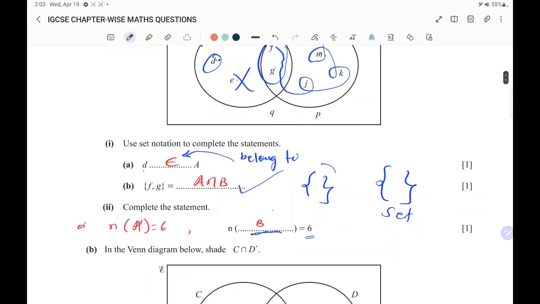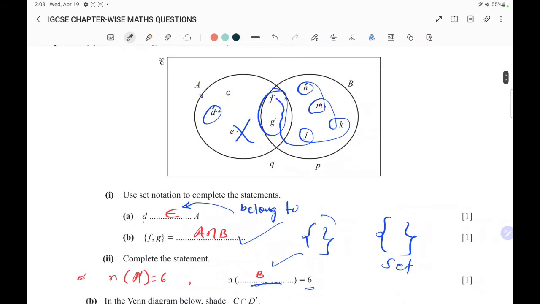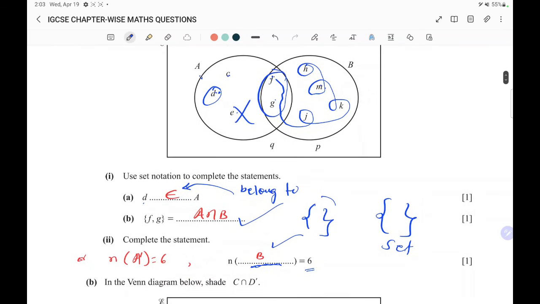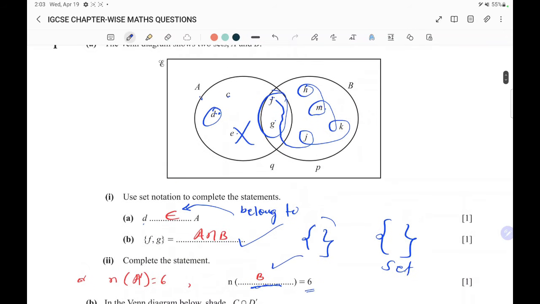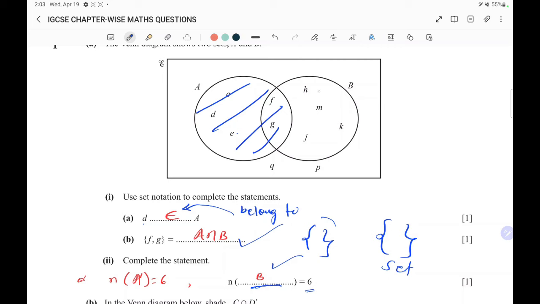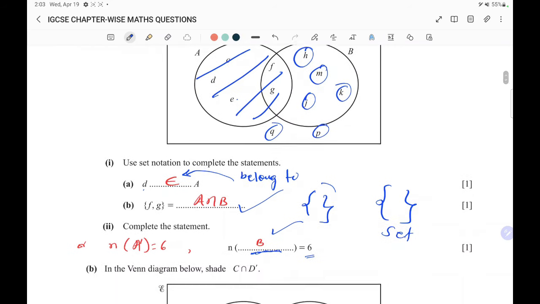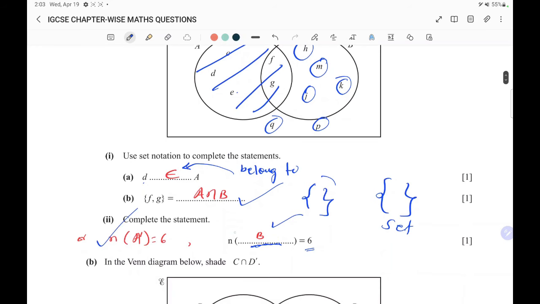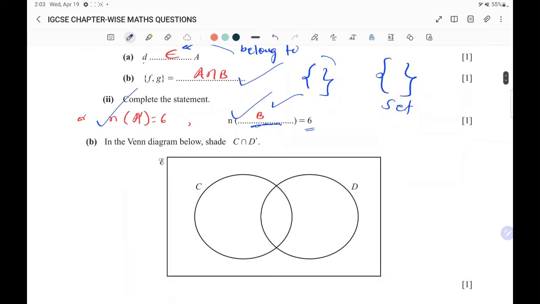Yeah, so we can write set B, or what you can do, you can write A complement. If you write A complement, so this is A, A complement is this: 1, 2, 3, 4, 5, 6. So A complement is also valid, or B is also valid for that case.